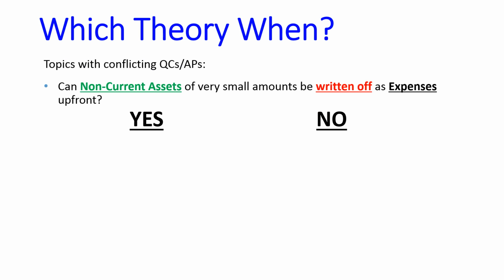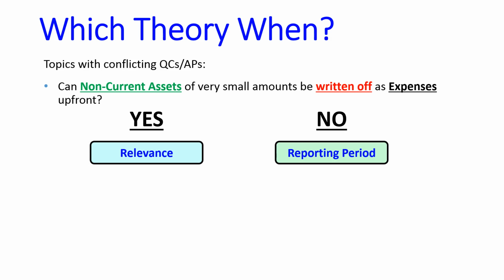What about, can non-current assets of very small amounts be written off as expenses up front? So for example, I buy an office chair with a cost of $50 that's going to last for 10 years. Can I just call that an expense up front instead of calling it a non-current asset? It's such a small amount. So I think you could do that under relevance. Whether it's an expense or an asset, it's only $50. It's not going to affect your decision making.